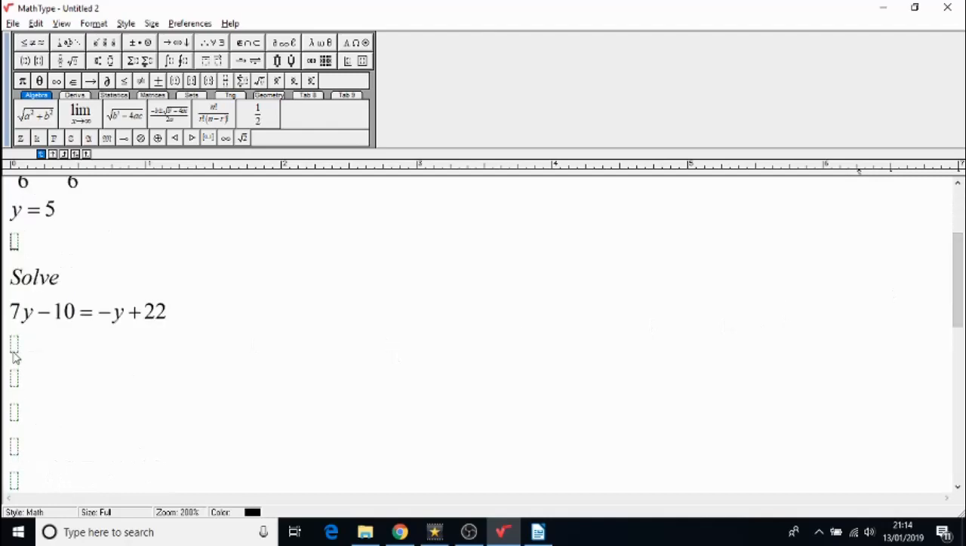Let's move on to the next question. 7y minus 10 is equal to minus y plus 22. The aim is you want to get y on its own. So you want one side of y, and you want one side of your other constants. So you want to bring all the y's together, all the like terms on one side and all the other like terms on the other side. If you want to know the meaning behind like terms, refer to my video, how to simplify expressions, for me to explain what like terms are.